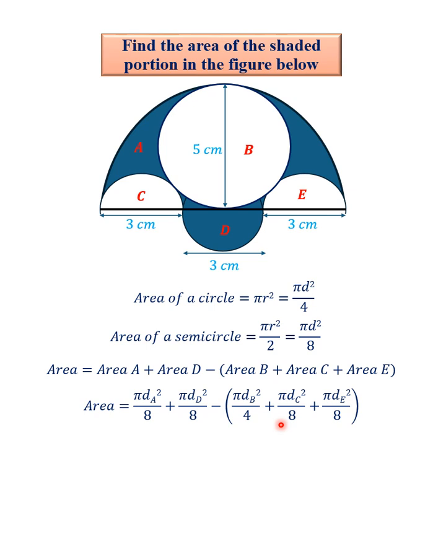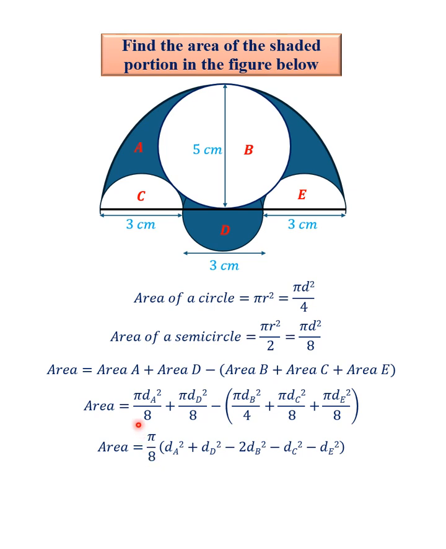Let us look at the formula and you will realize that there is something common to each of the terms, and that is pi over 8. So we can factor out pi over 8 and also open up this bracket. If we open up this bracket, this negative sign will change everything within the bracket to negative, and we factor out pi over 8. That reduces the formula to area equals pi over 8.